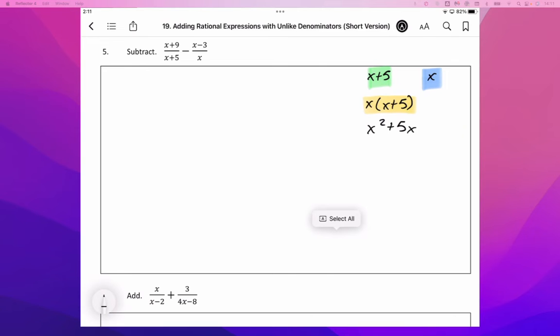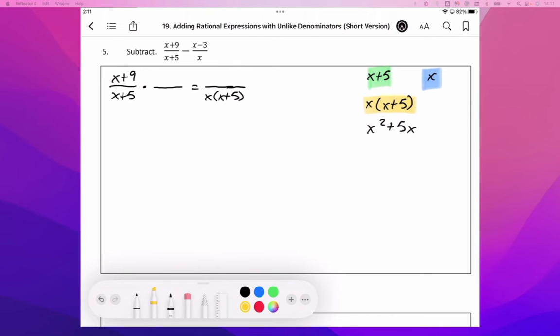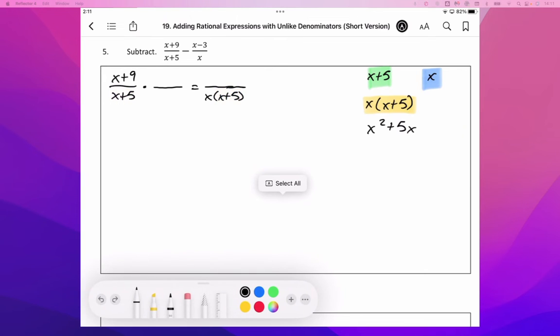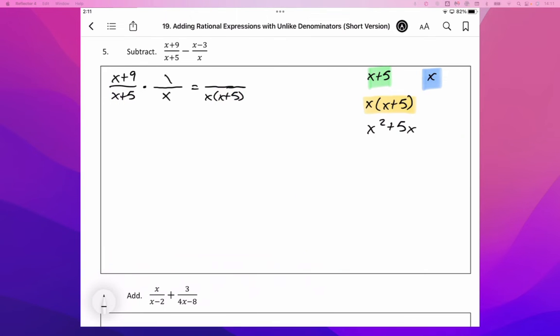And so what we would have is x plus 9 over x plus 5 times something will give us a denominator of x times x plus 5. And as you can see, we've already got the x plus 5. So the piece that we are missing is the x. So we're going to multiply by x in the denominator and by x in the numerator. That's going to make x times x plus 9.